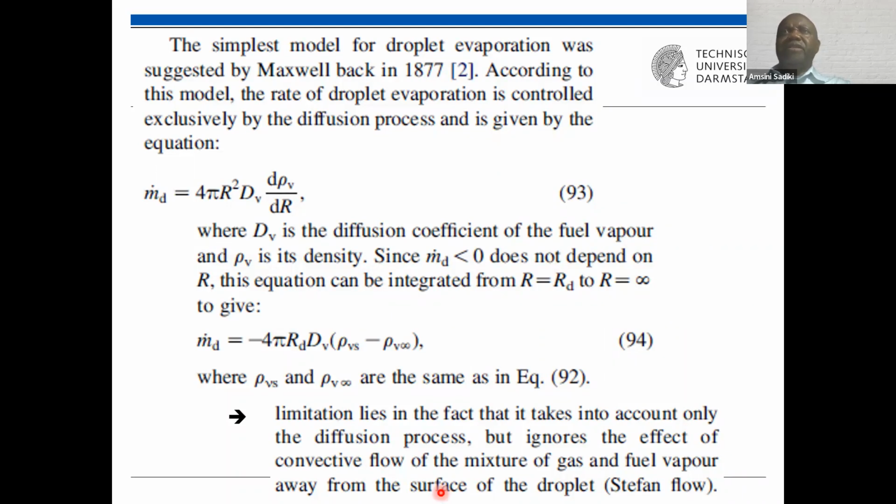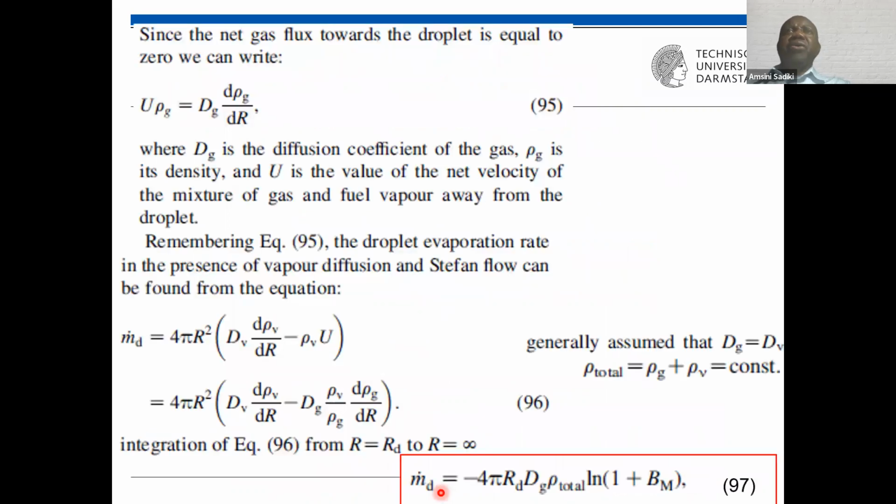This means the effect of the convective flow of this mixture of gas and fuel away from the surface. But we say that there is equilibrium between the flux, between the mass which is coming from diffusion, and this is the diffusion coefficient of the gas. And this U is the value of the net velocity of the mixture of gas and fuel away from the droplets. So if now we account for this effect, this is the effect we would like now to use.